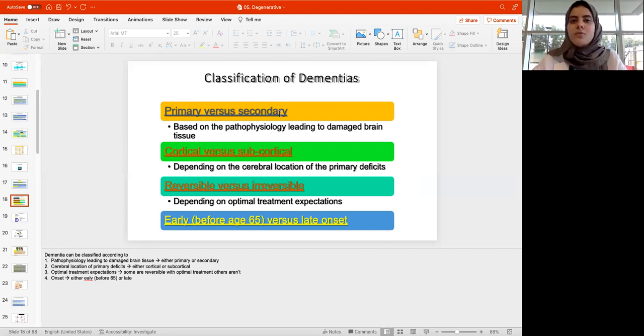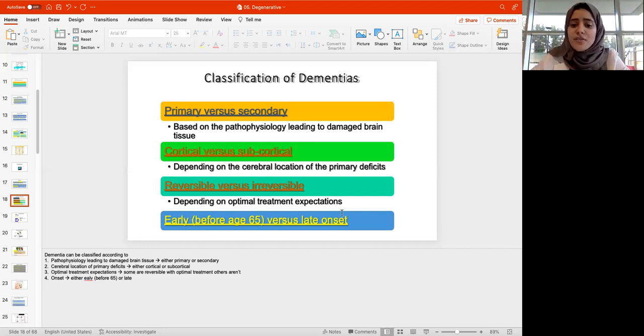A secondary dementia is due to a problem outside the brain. For example, multi-infarct dementia. The problem is not in the brain; it's a vascular disease. You have narrowing because of atherosclerosis, dyslipidemia, and all that, and that's what leads to the dementia. So it's secondary. Cortical versus subcortical classifies the disorders according to their location, where the neurons are affected, in the cortex or in the subcortical area. Reversible versus irreversible: some dementias are reversible if you give them the optimal treatment. Others, like Alzheimer's disease, unfortunately are not.